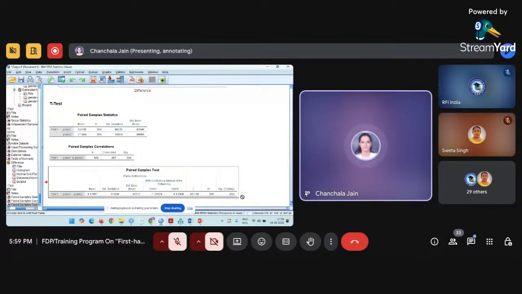Can anyone help me: if the significant value is less than 0.05, what can we do?